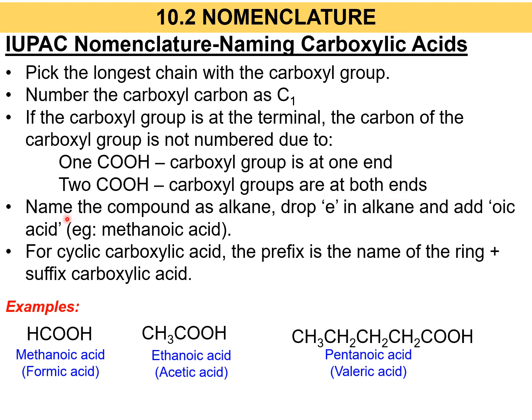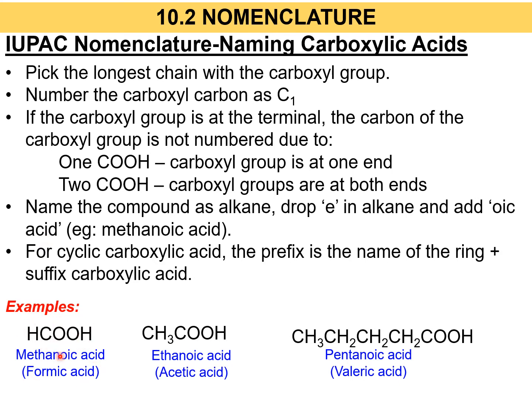Okay. And then the way you want to name the carboxylic acids according to the IUPAC nomenclature. Okay, kita dah tahu macam mana kita nak namakan alkane. Cumanya the way you namakan alkane tu, you drop the E at the end and then kita gantikan dengan perkataan oic acid.